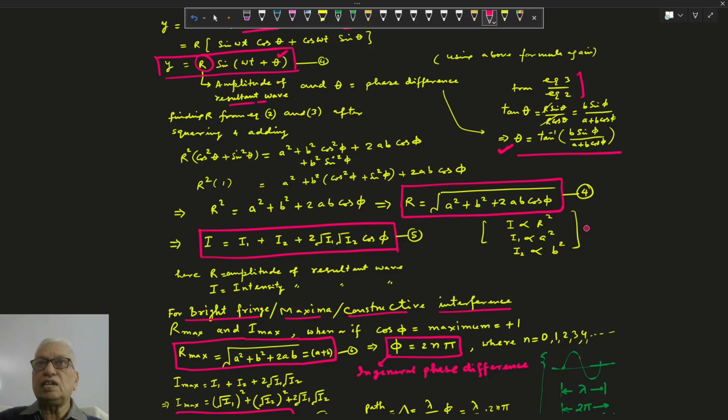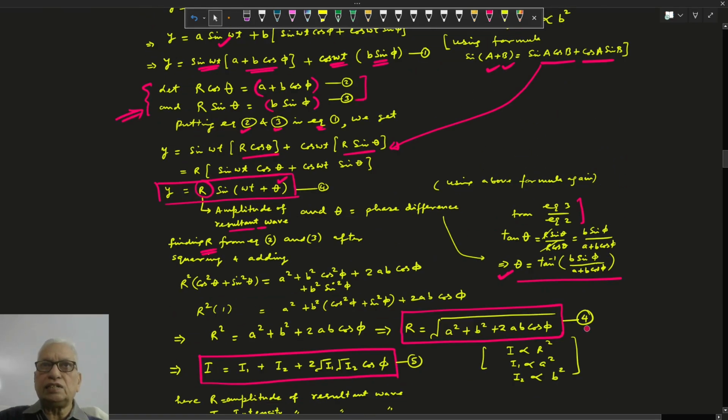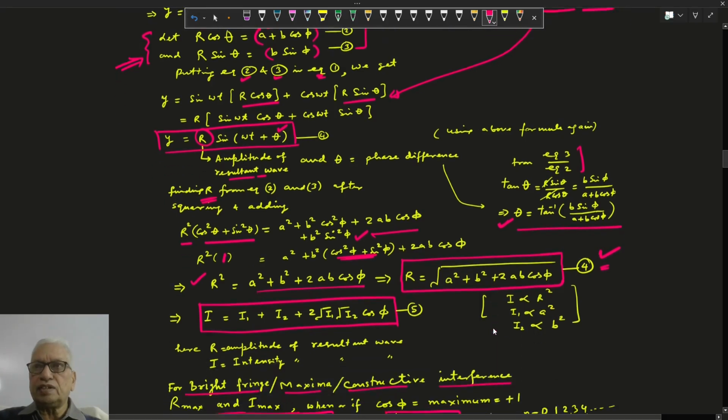And now finding the amplitude r. Squaring and adding equations 2 and 3, we get r square common, cos square theta plus sin square theta, equal to a square plus b square cos square phi plus 2ab cos phi plus b square sin square phi. Now cos square theta plus sin square theta is 1, and taking b square common, this is also 1. Finally r square will be a square plus b square plus 2ab cos phi, and r will be the root of this, given by the equation. This is the amplitude of the resultant wave r.